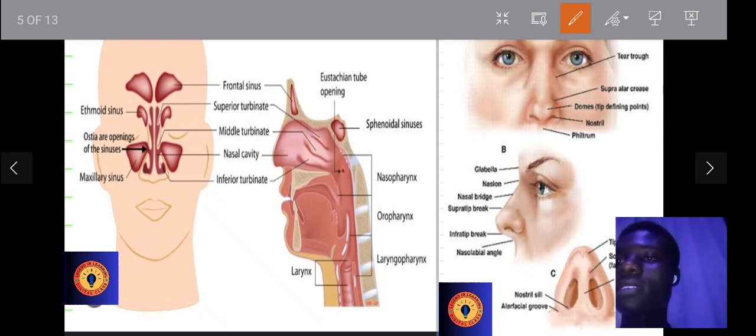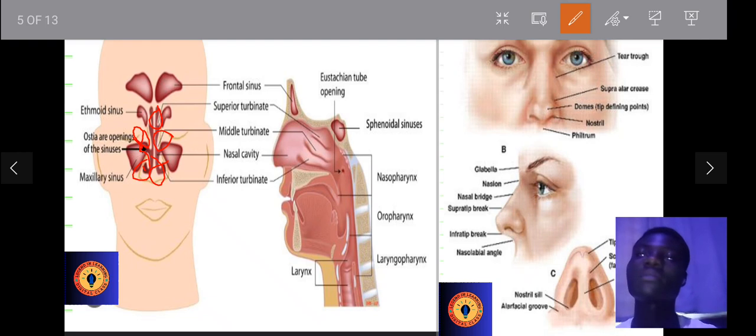So we can see the turbinates. This is one of the turbinates, this is another one, and another one. Those are the turbinates. We have the middle turbinate, the superior turbinate, and the inferior turbinate. They are responsible for filtering out dust, bacteria, and other things from the air that is passing through the nose.